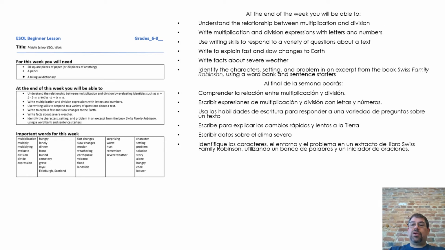At the end of the week, you will be able to understand the relationship between multiplication and division, write multiplication and division expressions with letters and numbers, use writing skills to respond to a variety of questions about a text, write to explain fast and slow changes to Earth, write facts about severe weather, identify the character, setting, and problem in an excerpt from the book Swiss Family Robinson using a word bank and sentence starters.